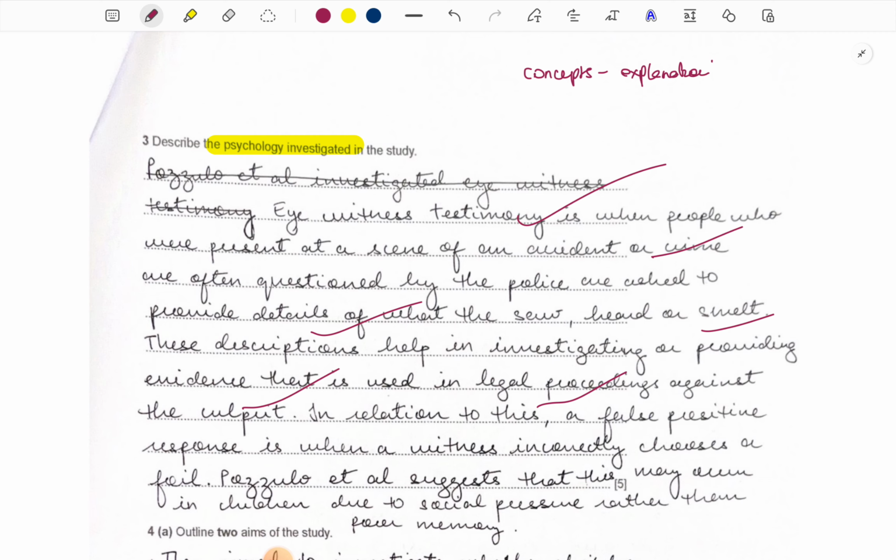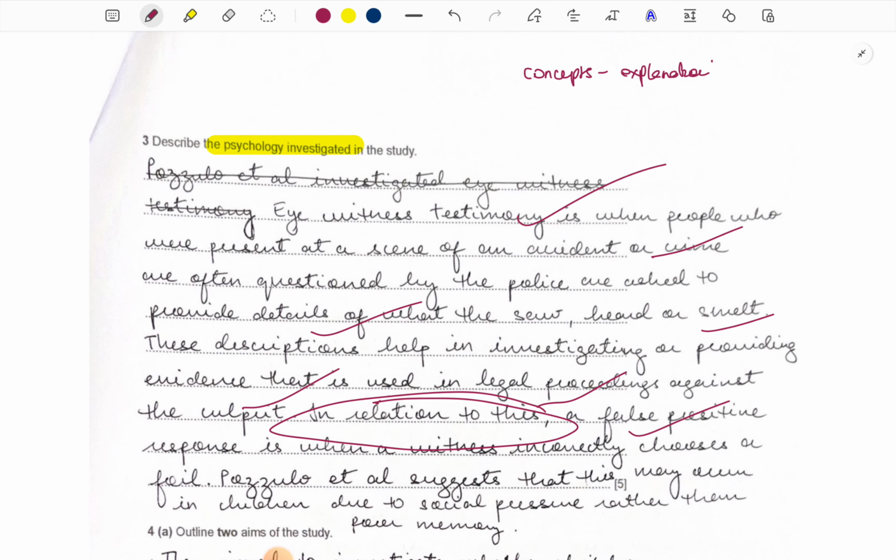Also, she connects it with the next concept, false positive response. See the phrasing, see the use of the term in relation to this. Connectors are very important. As I always explain in class, lead-in phrases from one sentence to the next, connectors. It makes it so easy for the examiner to understand. The reading becomes so easy, and it also helps the student keep track of what they are writing and understand correctly what they are writing. These types of connectors are excellent.